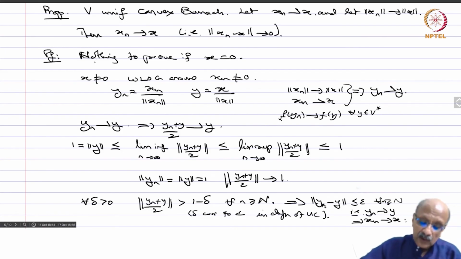So we will next look at applications of these results to the calculus of variations.